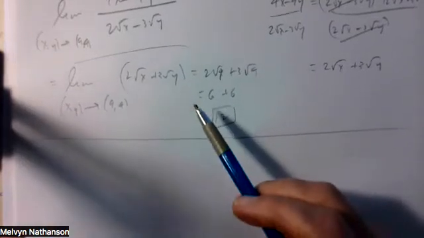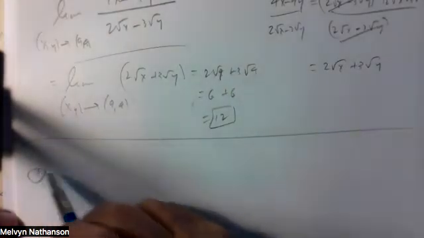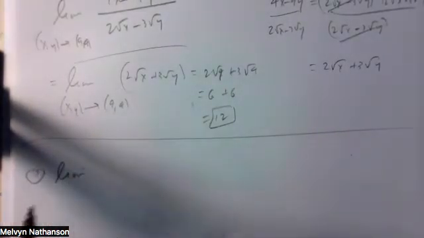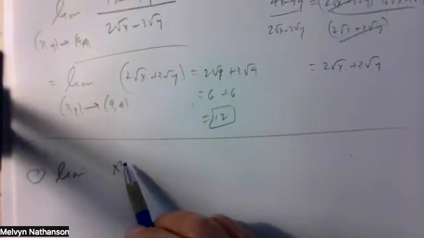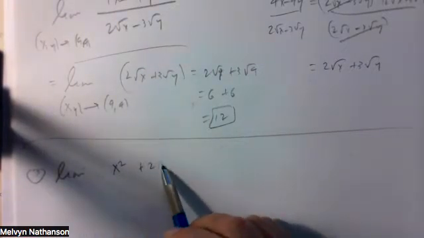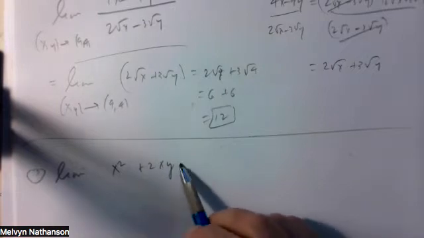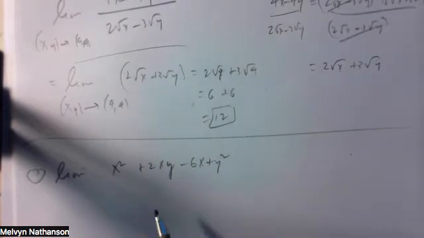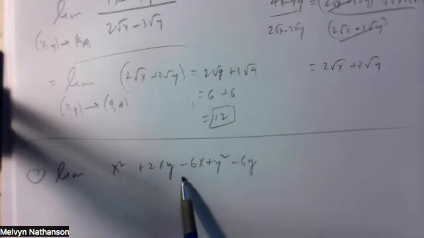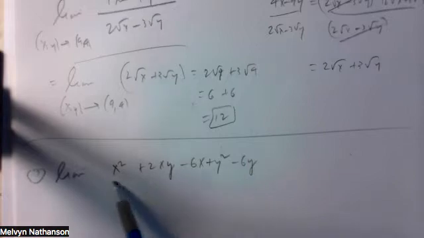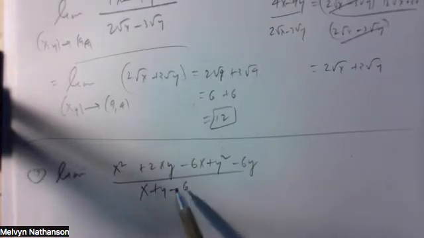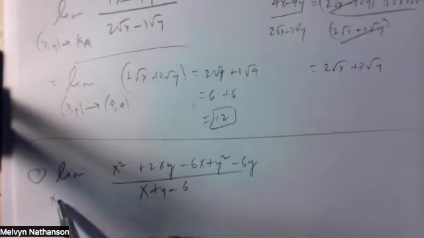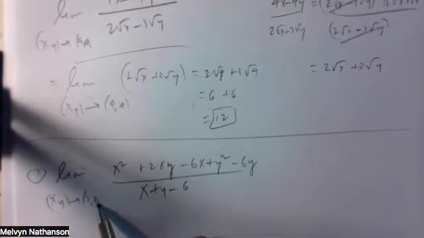In problem 3, we want to find the limit of x squared plus 2xy minus 6x plus y squared minus 6y over x plus y minus 6, and the limit as xy goes to 3, 3.